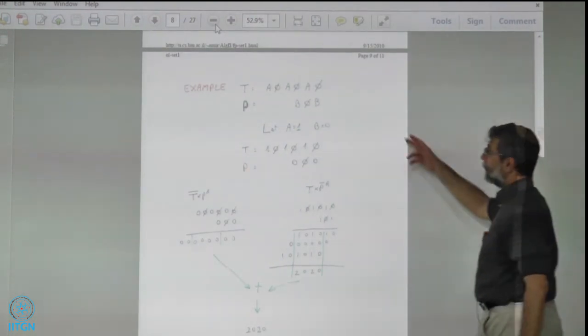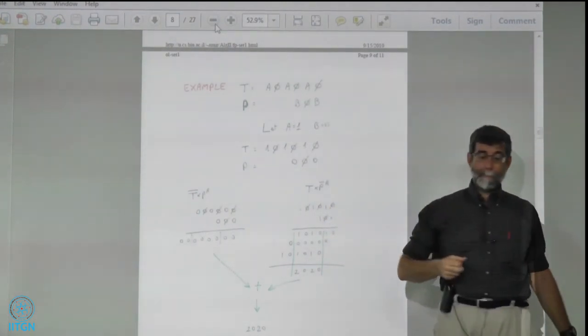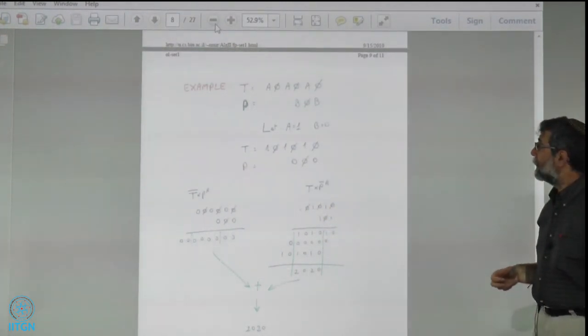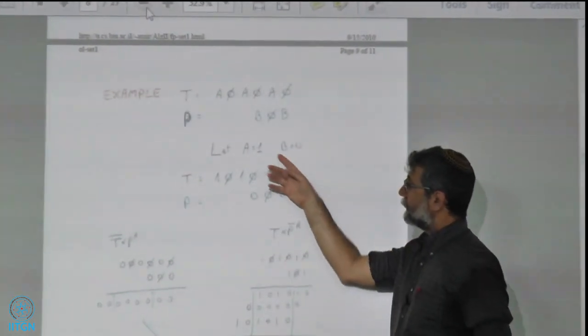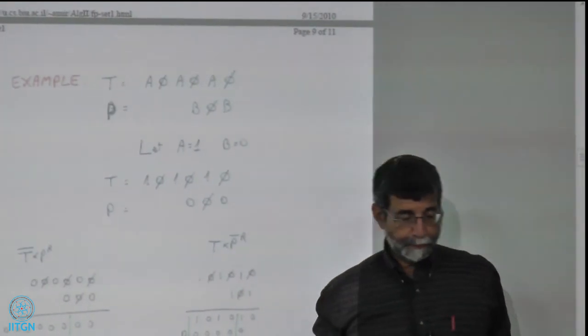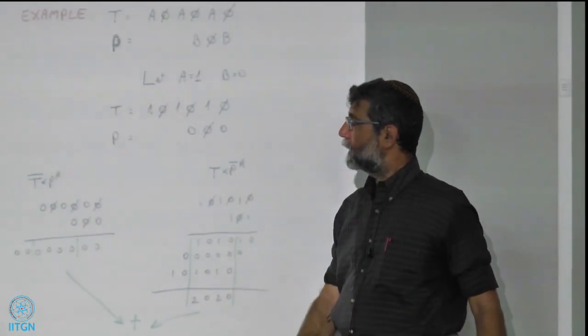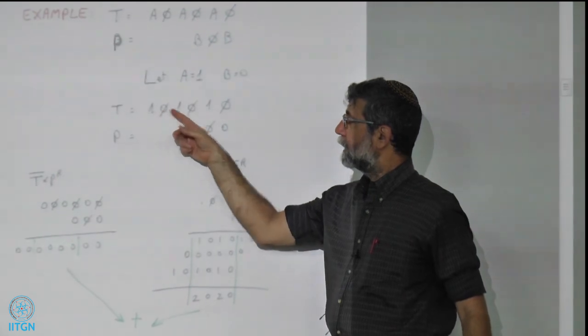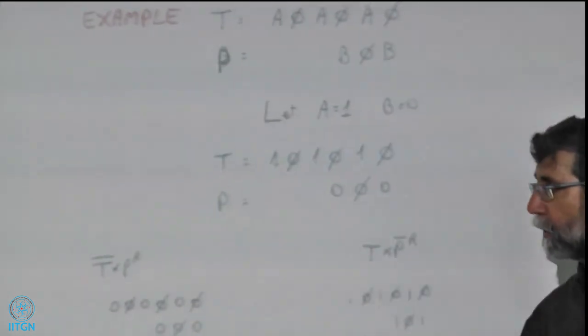So the old test that we had, A phi, A phi, A phi, and the pattern B phi B. Because we're not talking now about A's and B's, but about zeros and ones, since we're going to have to multiply things. So let's say that the A is 1 and the B is 0. So the text is 1 phi, 1 phi, 1 phi. The pattern is 0 phi, 0.